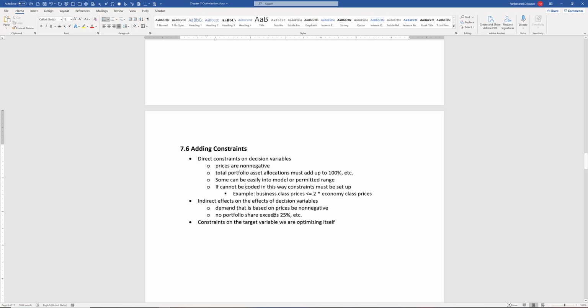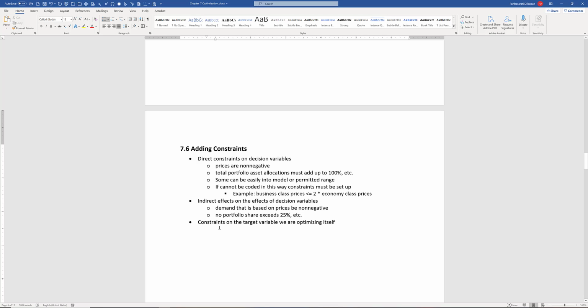So demand that is based on price must be non-negative, or in the case of a portfolio investment problem, suppose no portfolio share should exceed 25%, that kind of stuff.